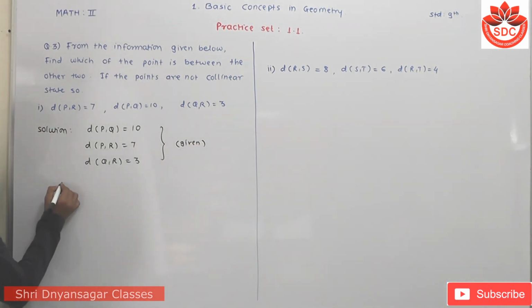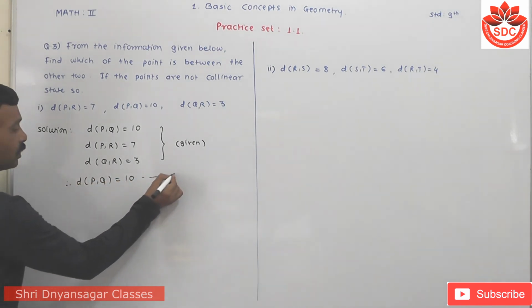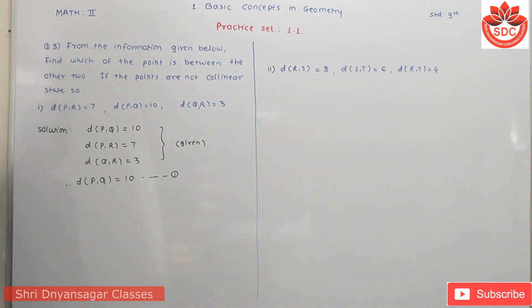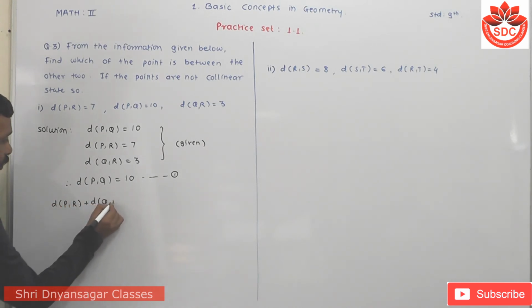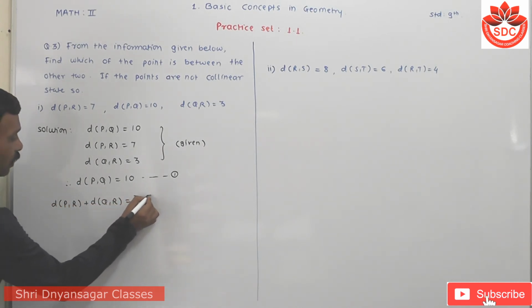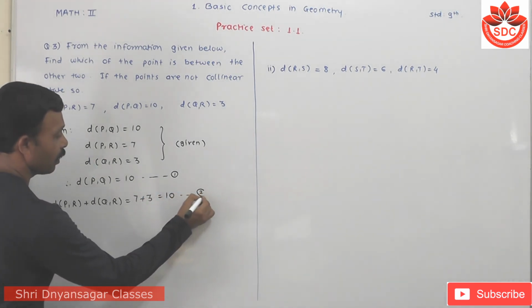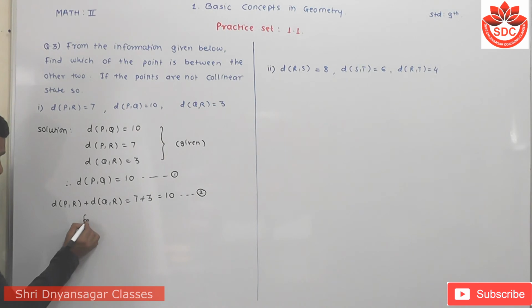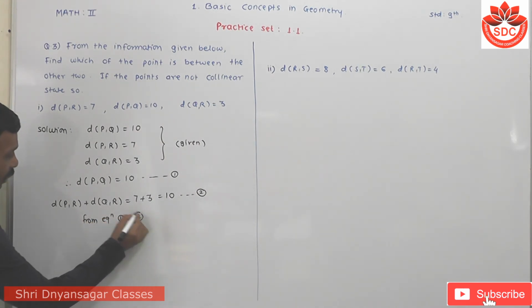Student, I have taken here now. Therefore, distance of PQ is the bigger one. So, this is equation number 1. I will take the addition of the remaining two. That means distance of PR plus distance of QR is equal to 7 plus 3, which is equal to also how much? 10. Then I have to write from equation 1 and 2.